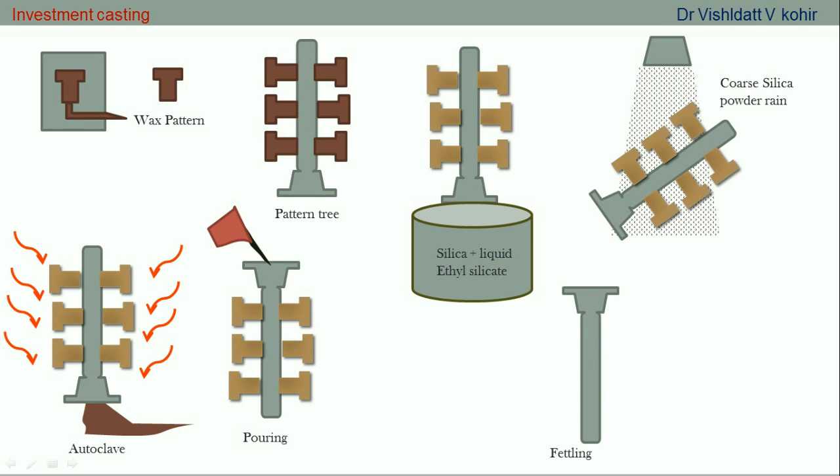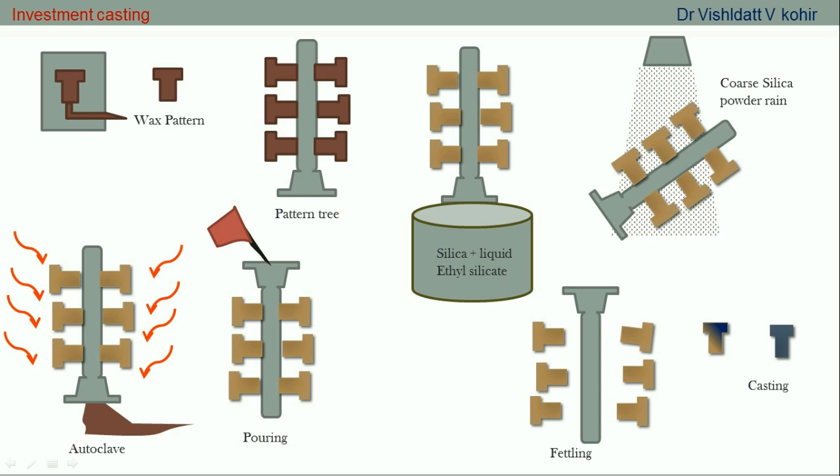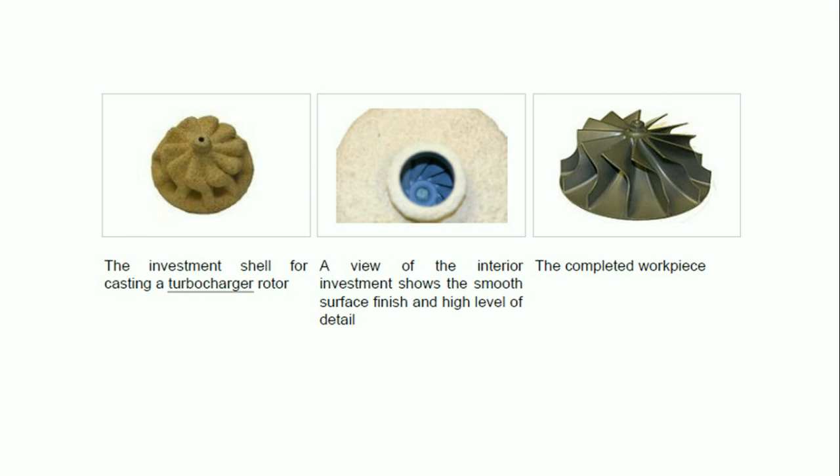Next step is the fettling one. Using vibratory action or hammers, all patterns are fettled out from the sprue. And individual patterns are also fettled down in order to get the final casting. So in this way, using a wax pattern, we are going to get the castings. So this is one example of investment casting.